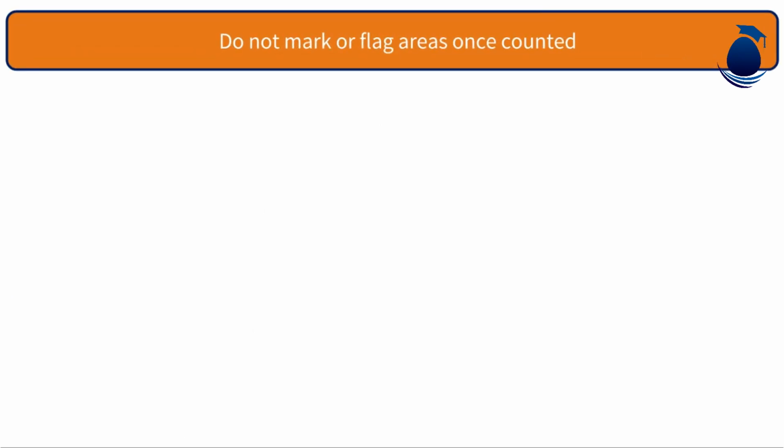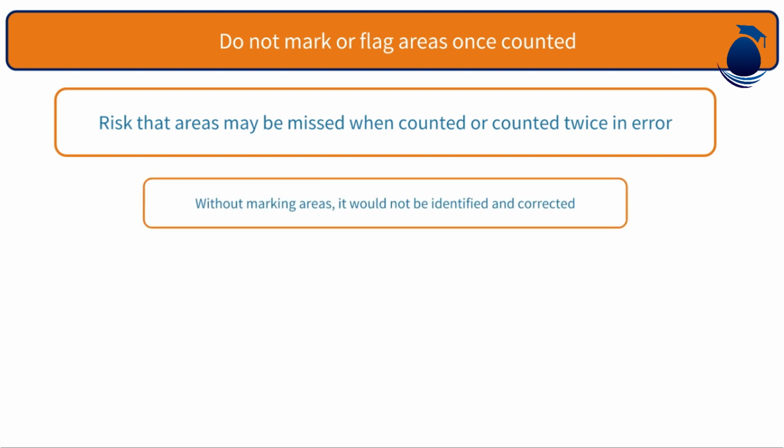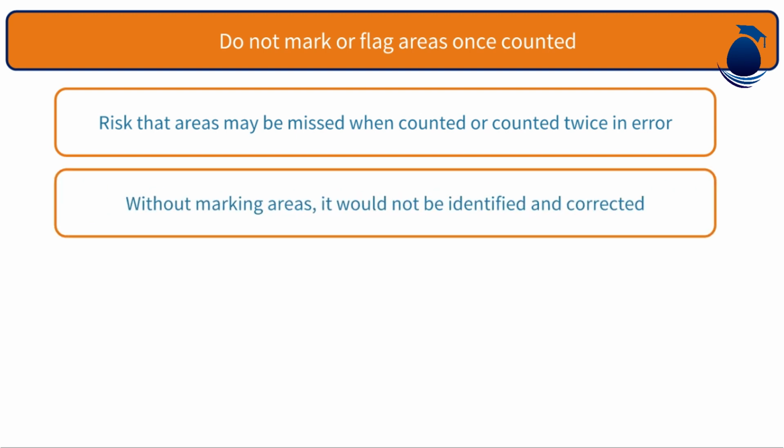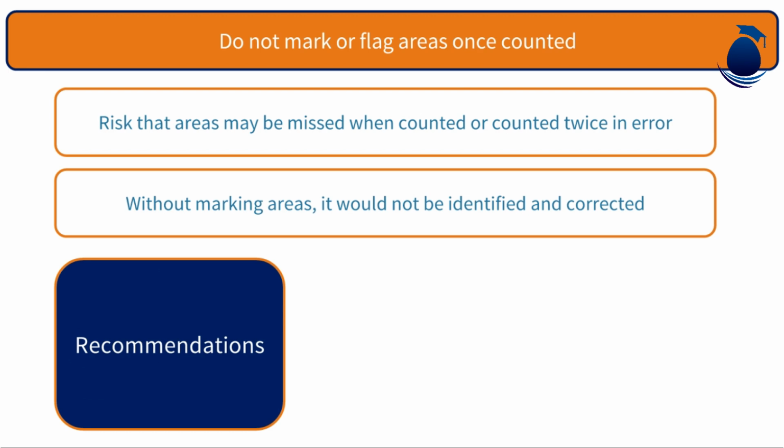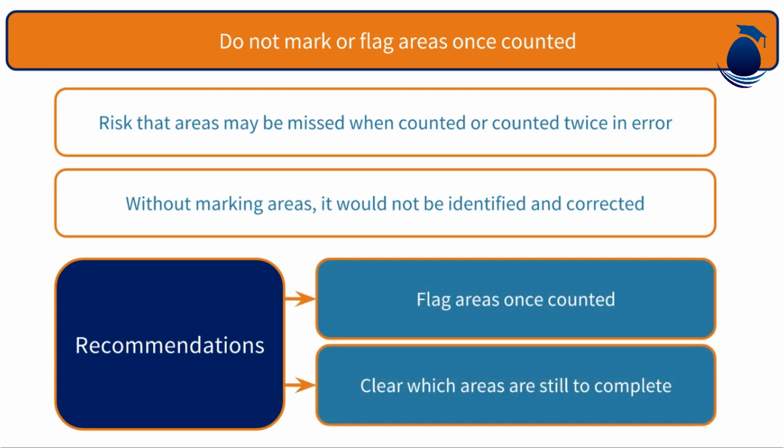They have an organized, systematic approach to counting, and so do not feel it necessary to mark or flag areas once counted. Even if the approach to counting is organized, humans make mistakes. There is still a risk that areas may be missed when counted, or counted twice in error. Without marking areas, this would not be identified and corrected. The recommendation would be to flag areas once counted so it is clear which areas are still to complete.